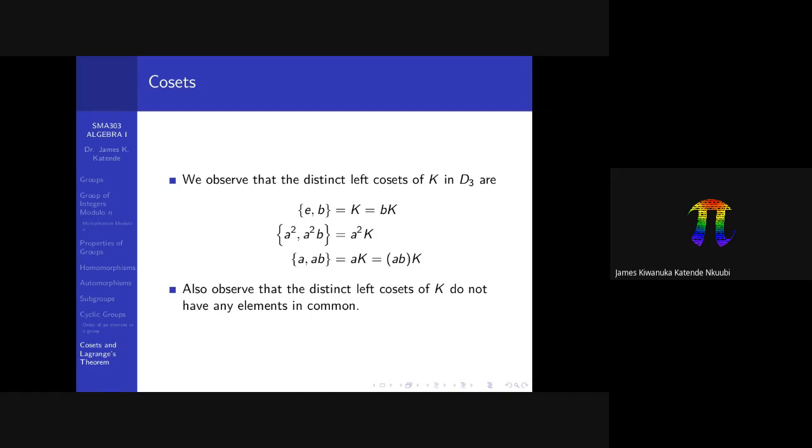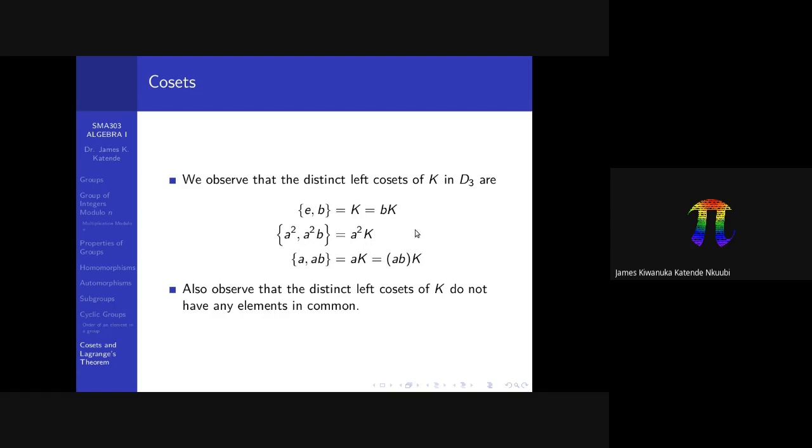So we make the following observations when we are computing the left cosets of K in the dihedral group. Now, the subgroup itself was K, and the left coset determined by B will also be equal to K. So then we also found this left coset, which is the left coset determined by A squared. And then there is also this other left coset, which is the left coset of K determined by A. It will also be the same left coset determined by AB. Right? AB and A will determine the same left coset. So you could say the same up here. A squared and A squared B will also determine the same left coset. And E and B here will also determine the same left coset, which is just the subgroup K itself.